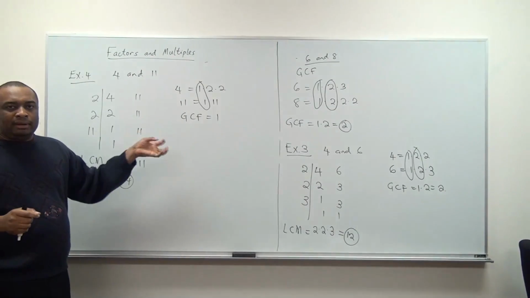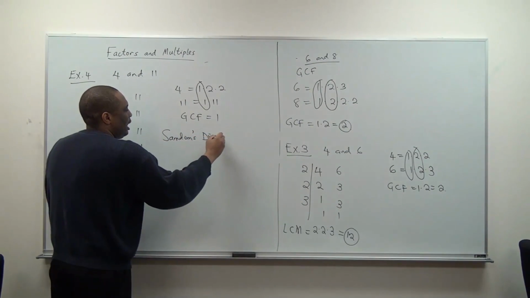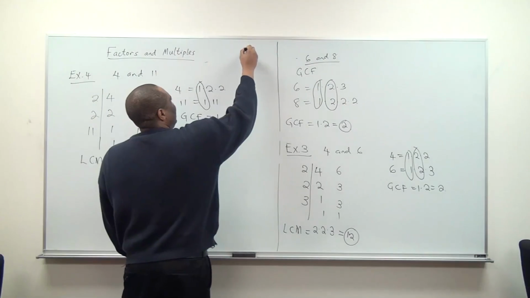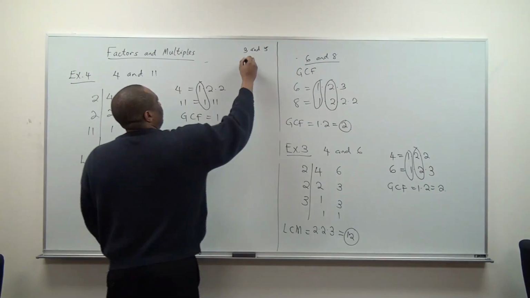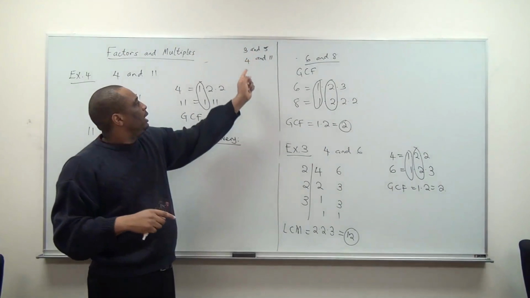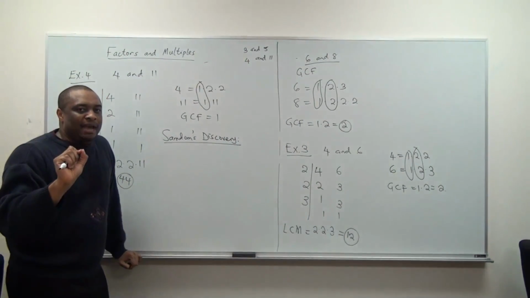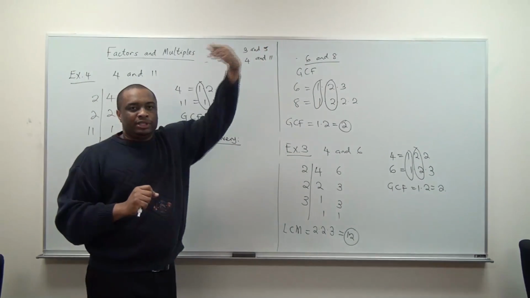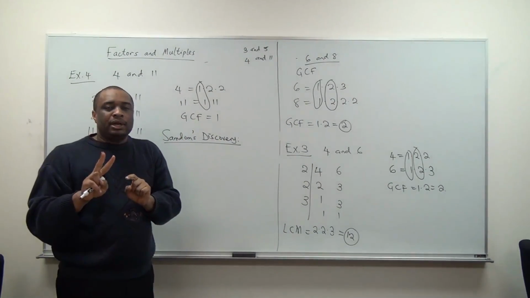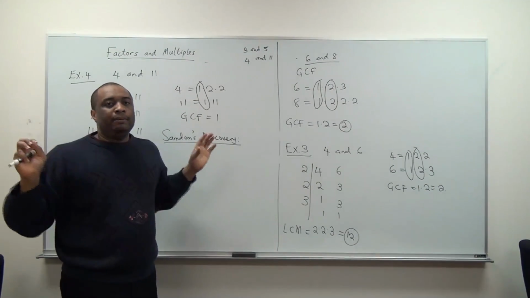Now, let me say something really important that I discovered. I will just call it Sam Dunn's discovery. And you can take this note down. It's very important. In the first example, we did 3 and 5. And in this example, we did 4 and 11. If you look at 3 and 5, they are 2 prime numbers. If you look at 4 and 11, 11 is a prime number, 4 is not. Now, if you check the LCM, the LCM of 3 and 5, we saw it was 15. LCM of 4 and 11, we saw it was 44. So if you have 2 prime numbers, or if you have 2 numbers and one of them is prime, the LCM will be the product of the numbers. That will be the LCM.